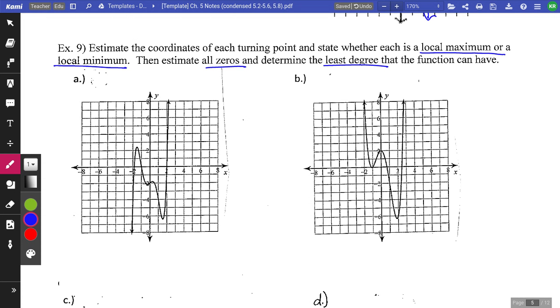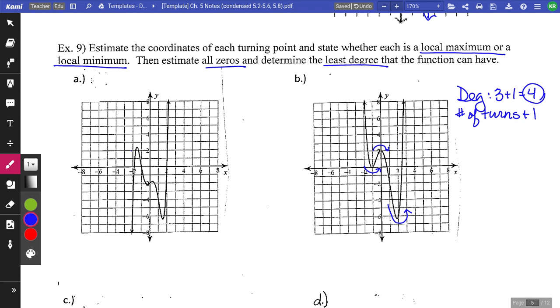Okay, but this is what you can do. You can look at these turns. So if you act like you're driving a road here, and I have a turn here, and a turn here, and then I have another turn here. So the least degree is going to be your number of turns plus 1. Okay, so I had 3 turns here, add 1, and I get a 4th degree. So this graph has to be at least a 4th degree. Could be 6, could be 8, but it has to be at least a 4. Okay, if we back up to A and look at the turning points here.